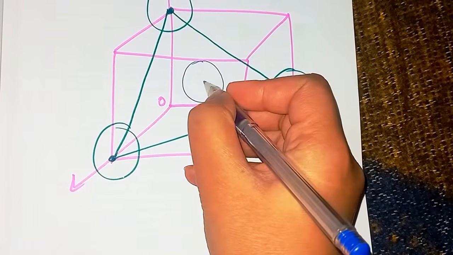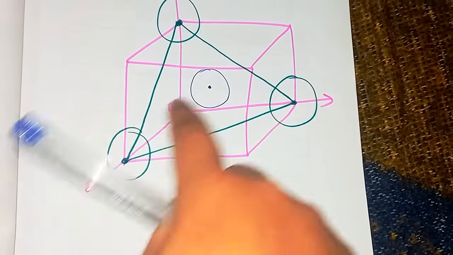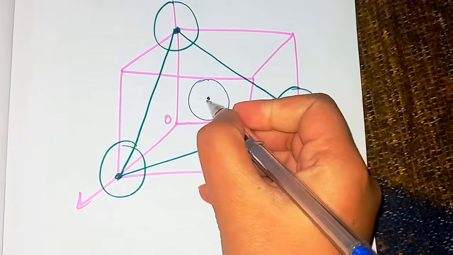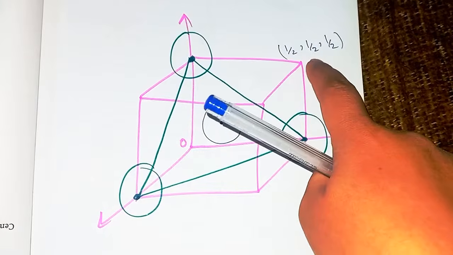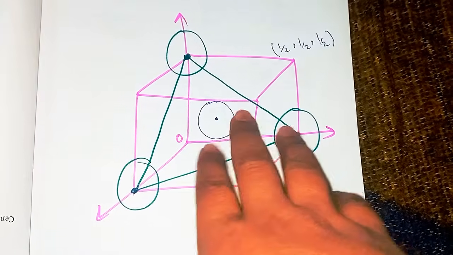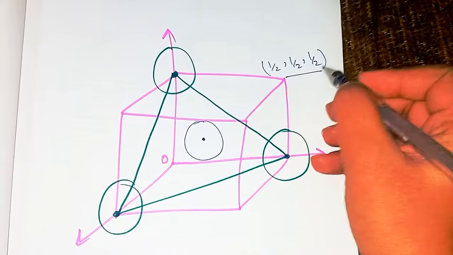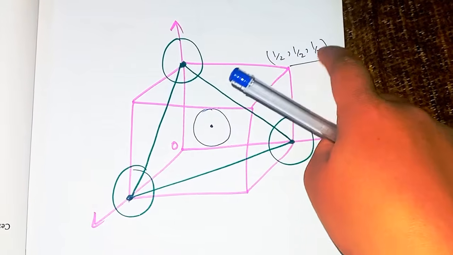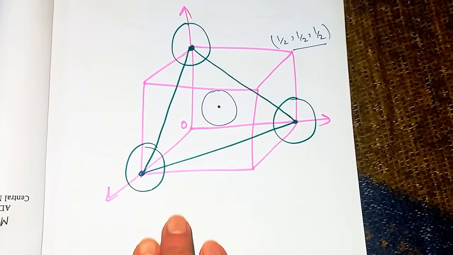We know where the center of this body centered atom is located inside a cube. This body centered atom is right at the middle of the cube, so its coordinates are simply 1 by 2, 1 by 2 and 1 by 2. These are the coordinates of its center, because it's located right at the center of the cube. Now we need to check whether this center point is lying on this plane or not. That is the inquiry.